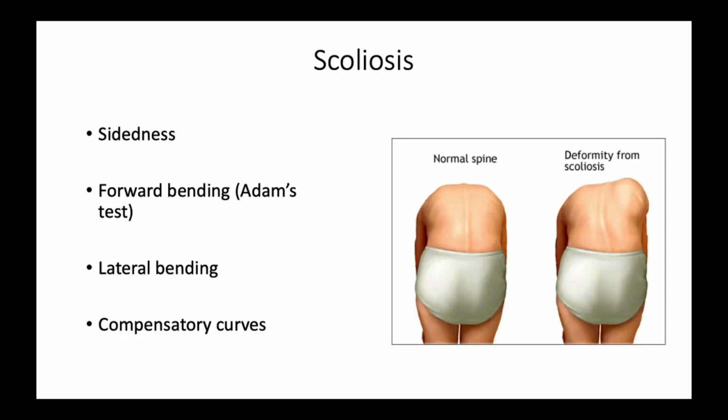In a case of scoliosis, look for the convexity of the scoliotic curve for the sidedness of the curve. Perform forward bending test, known as the Adams test. Lateral bending to assess the flexibility of the curve. Note compensatory curves if any.